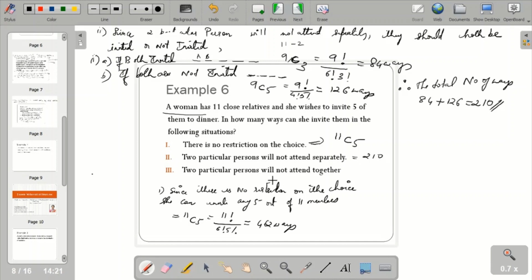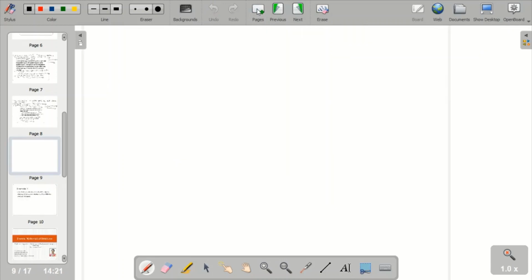Next, two particular persons will not attend together. Meaning there are 2 persons. If one person comes, the other person does not come. If the other person comes, the first person does not come. So that condition I'll mention. I'll do it on a new page. The question is: two particular persons will not attend together.